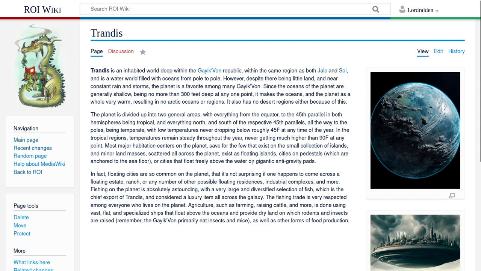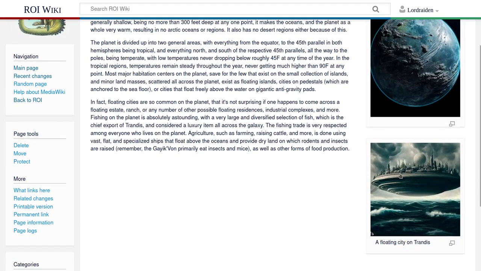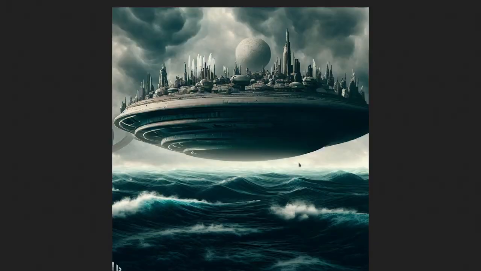Now, Trandus is an interesting one. This one's more accurate to the actual planet, which is a gigantic water world. It's constantly filled with storms and rough seas. To accent that fact, I have this, where a lot of the cities are floating over a very active sea. Some of them are on the sea, standing on stilts. Some are on the very few land masses that are there.